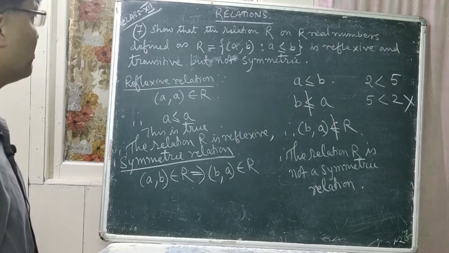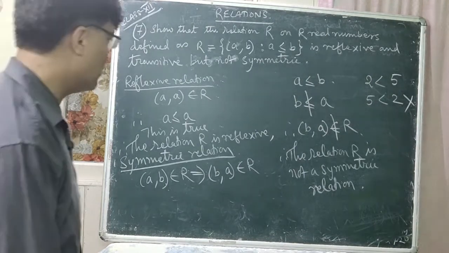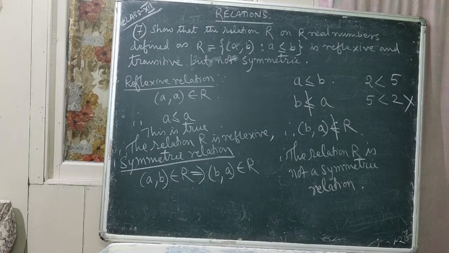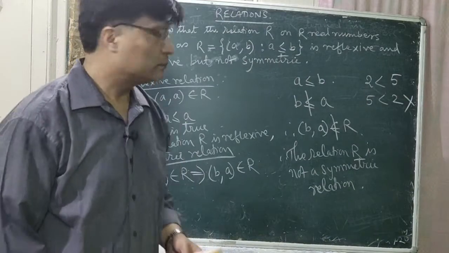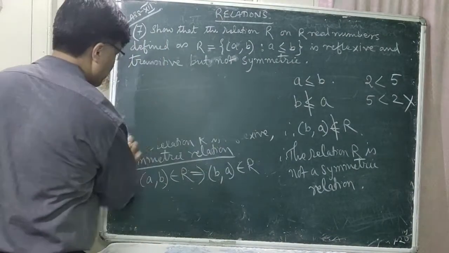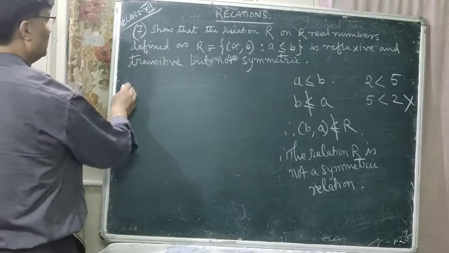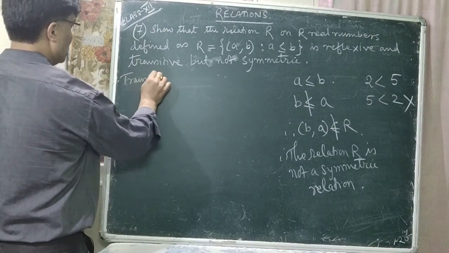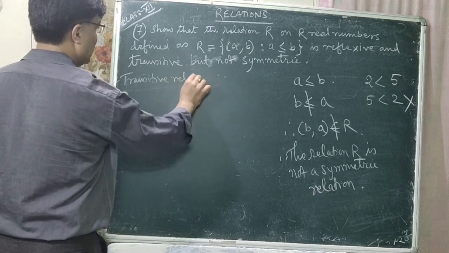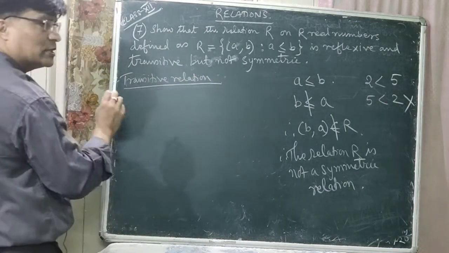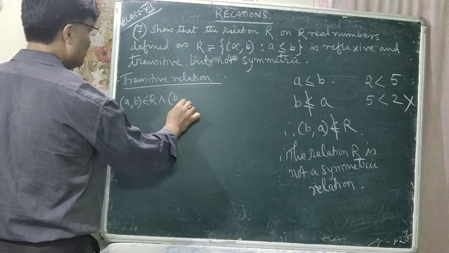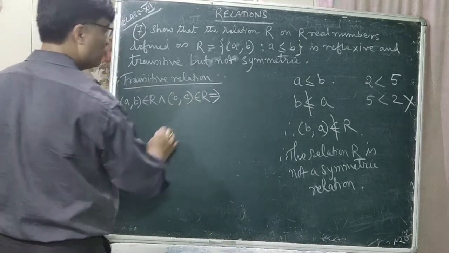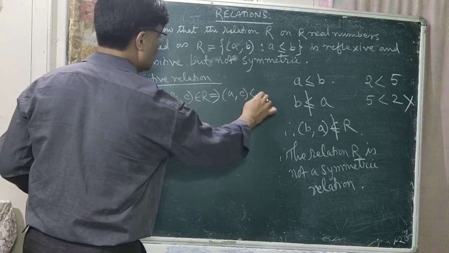Now we will check for transitive relation. What is the definition of transitive relation? If (a, b) belongs to the relation R and (b, c) belongs to the relation R, which implies that (a, c) should belong to the relation R.